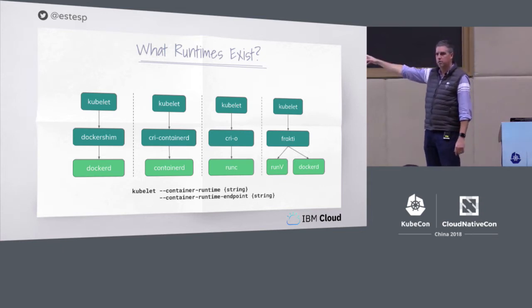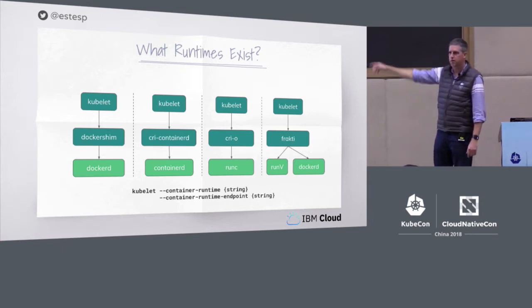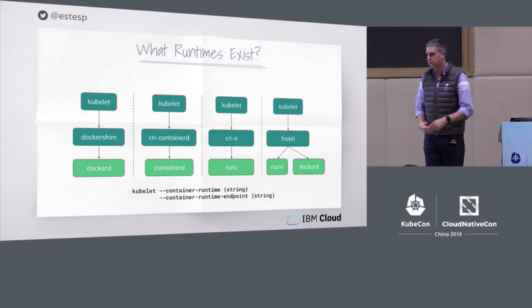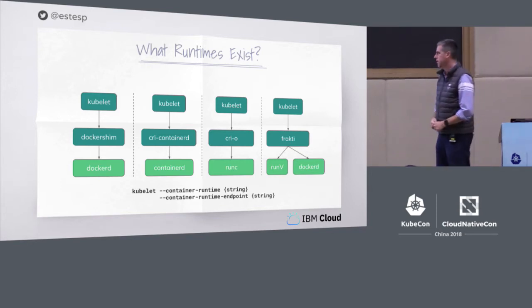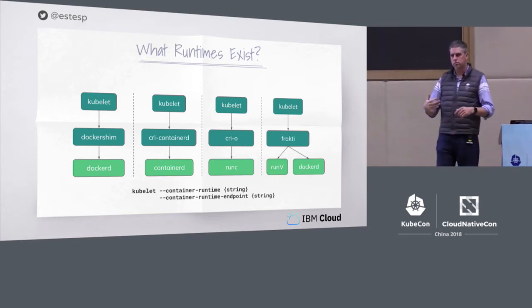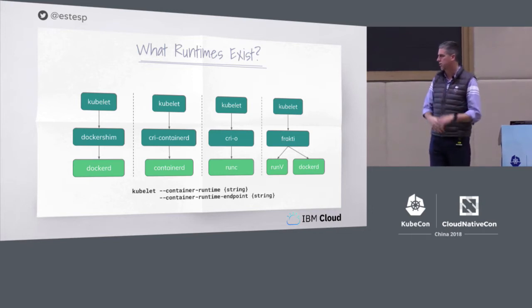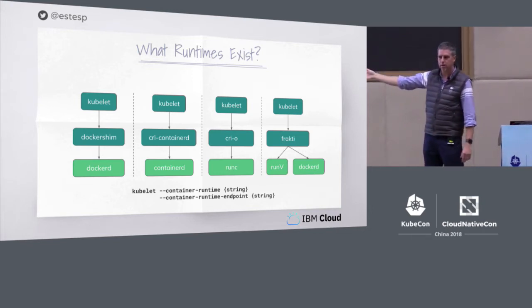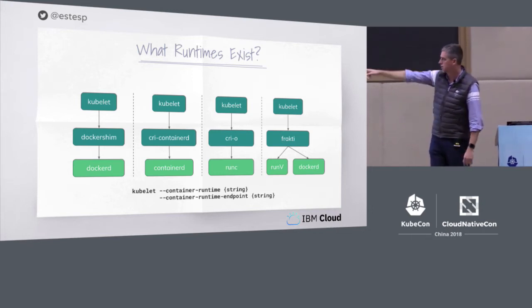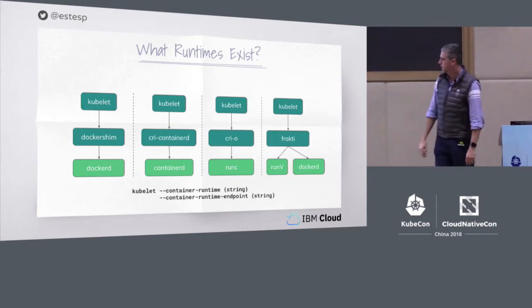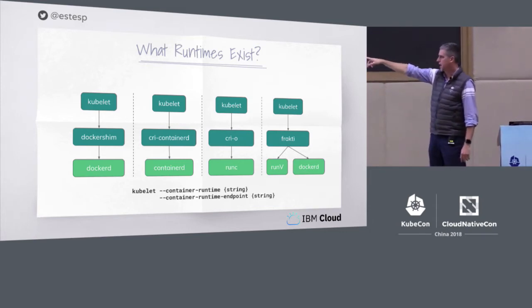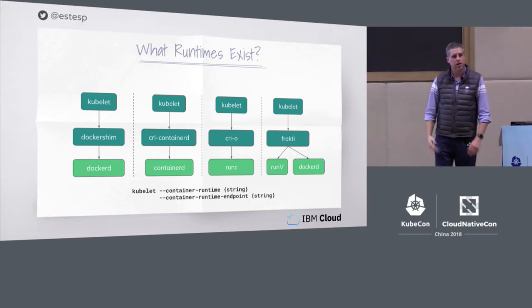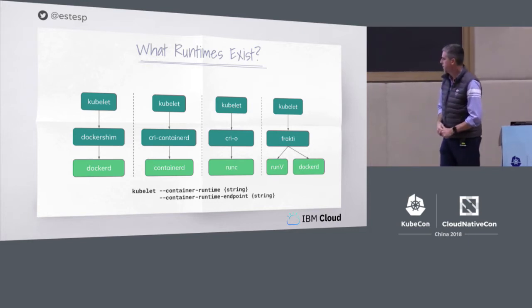Who's heard of CRI-O from Red Hat? So CRI-O is a project that also implements the CRI, and basically CRI-O has all the code to drive runc directly. So again, runc is underneath both Docker and Containerd, but CRI-O is a wrapper on runc to again implement the CRI. And then Frakti is a shim implementation.